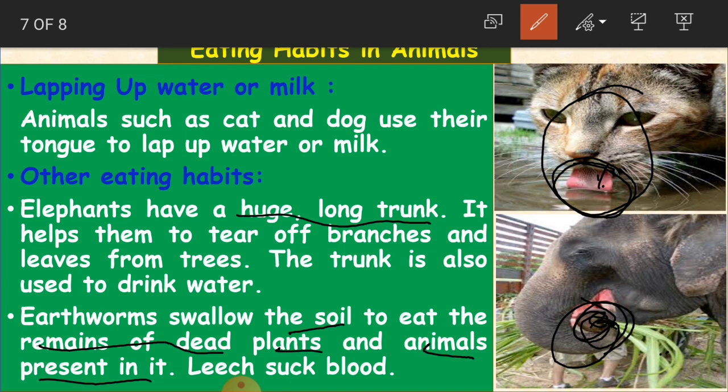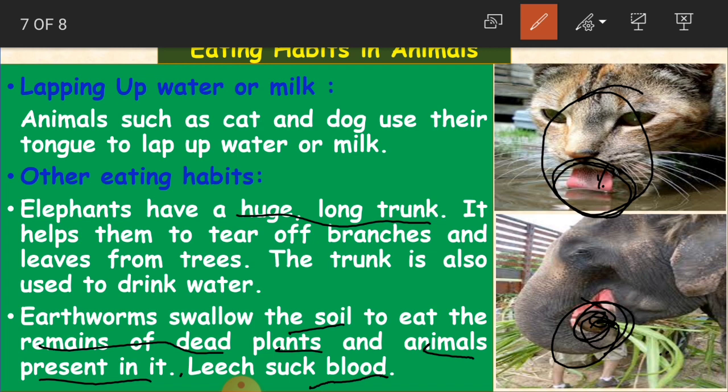Okay children, and the leech also sucks blood. Leeches are mostly found in water. Suppose you go for a picnic near water places, we ask everyone to be very careful. If there are leeches there, they'll catch our legs or some other body part and suck our blood. Another animal that looks like a lizard, with a smooth surface, also sucks blood.